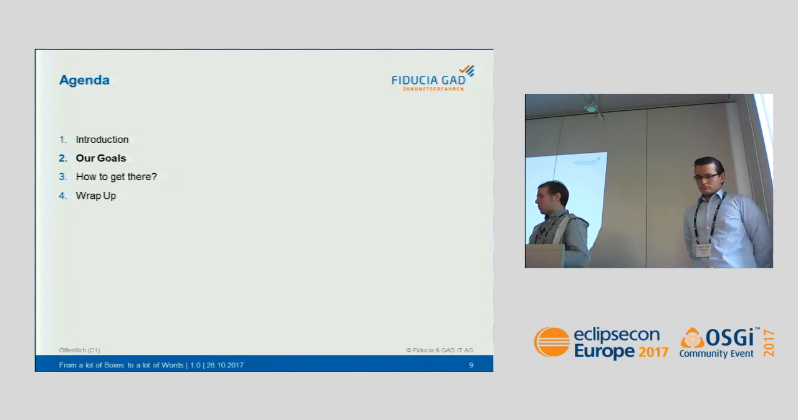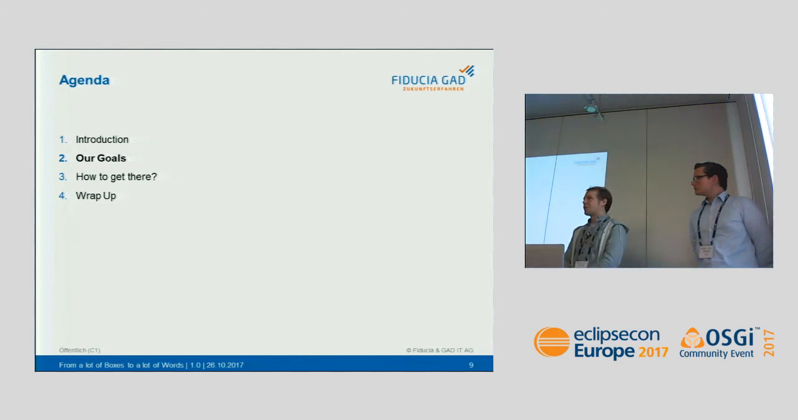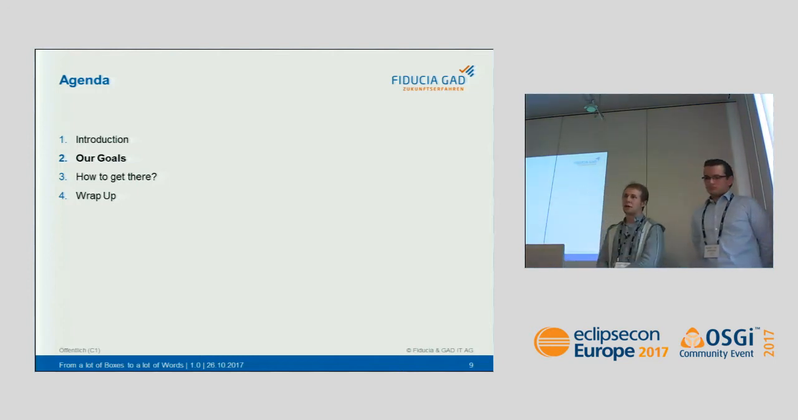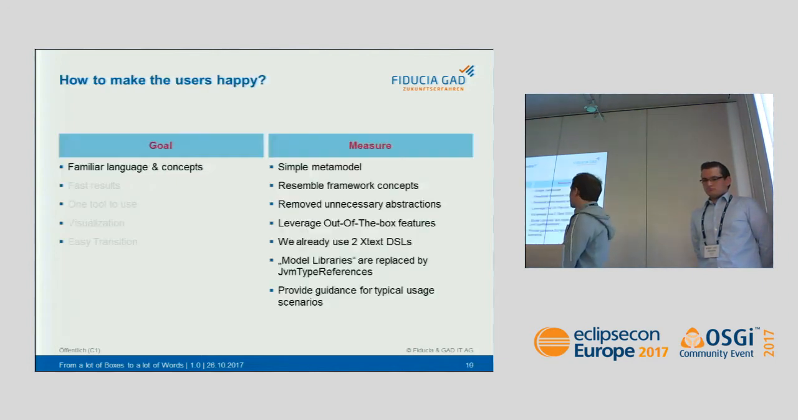So we have to transition this information from the old models to the new models, but before we can do this, and we wouldn't stand here and talk about migration if we didn't think about how to get there, how to make a good tool. So we first defined our goals and our ideas, which went into the development of the Xtext-based tools. So how to make the users happy.